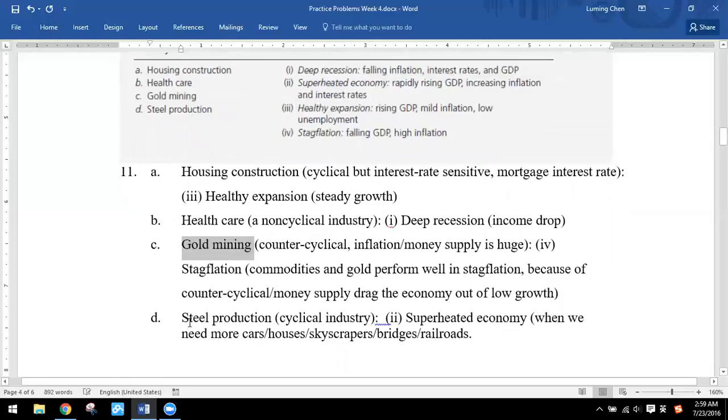D. Steel production. Steel is a major input of the automobile industry and other industries. So it's a cyclical industry. The cyclical industry will perform the best during a superheated economy, because in this kind of economy, we'll need more cars, more houses, more skyscrapers, more bridges, more railroads, etc.